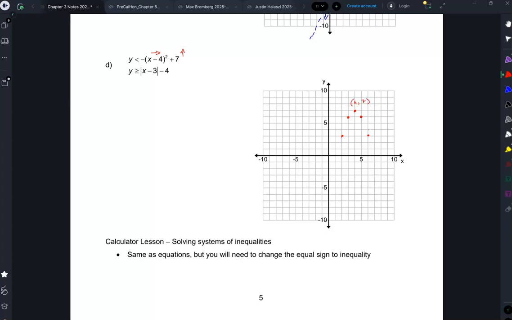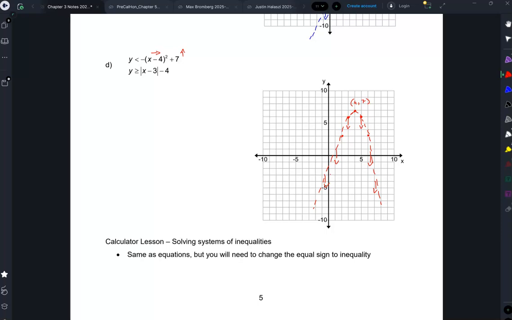So my vertex is at 4, 7. And then if I go over 1, I go down 1. If I go over 2, I go down 4. This is going to be dotted, right? And since it's less than, I'm going to shade vertically down like this.